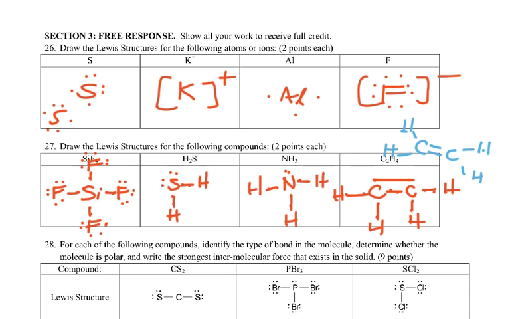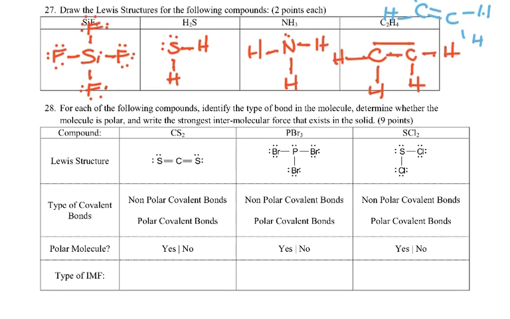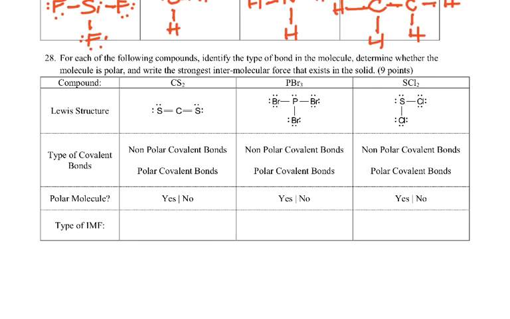That's an alkene. Okay, for each of the following compounds, identify the type of bond in the molecule, determine whether the molecule is polar, and write the strongest intermolecular force in that solid. So we have to do 3 things for each one of these. The first thing we're going to do is identify the type of bond, and then we're going to determine whether the molecule is polar, and then we're going to decide what's the intermolecular force. So let's do one at a time. Type of bond, carbon and sulfur. Carbon and sulfur. Okay, we got N, O, F, and Cl.